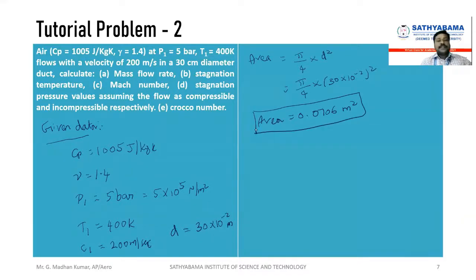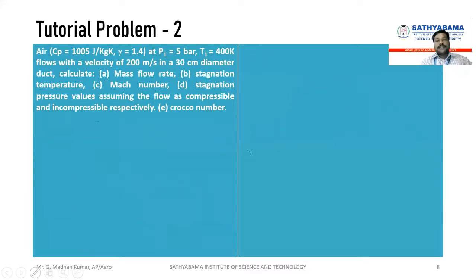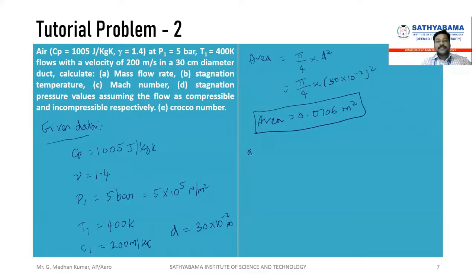After that, we have to find mass flow rate. So what is the formula for mass flow rate? It is rho1 C1 A, right? So you know the value of A. We have to find what? rho1. In order to find the value of rho1, what is the formula we are going to use? P1 divided by R T1. Since you know the values of P1 and T1, we still have to estimate the value of R properly. So we have to do some steps here.